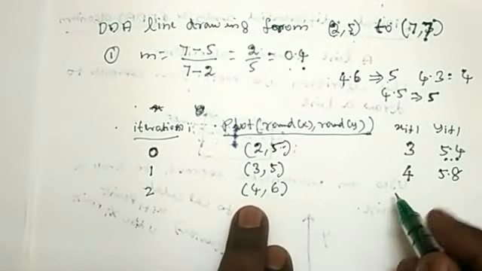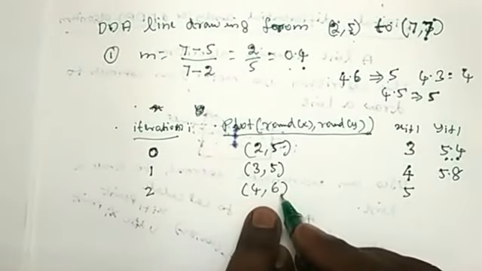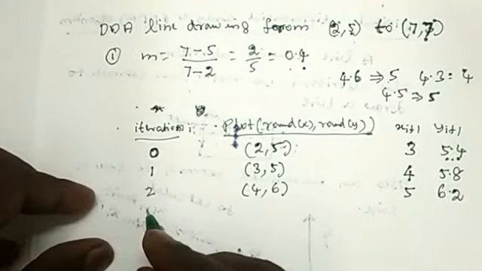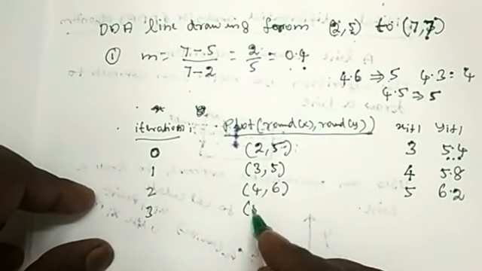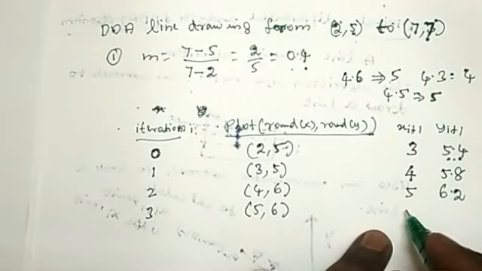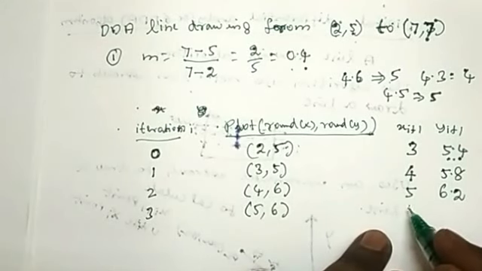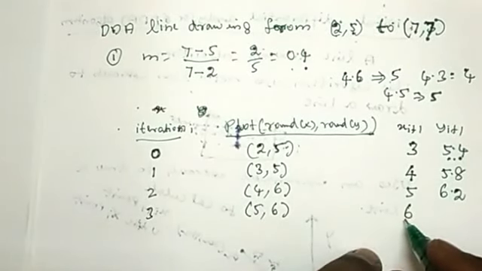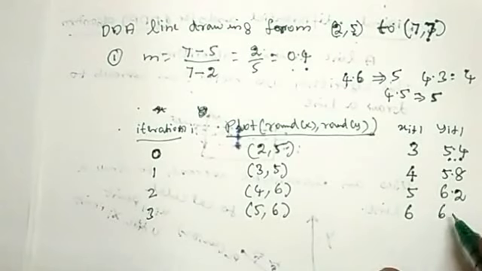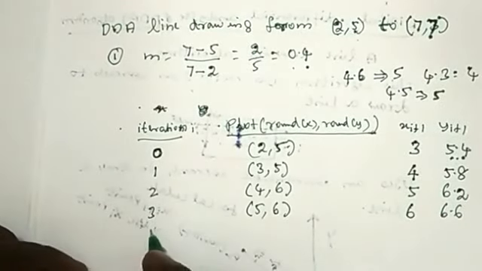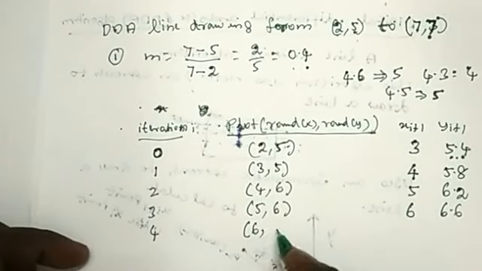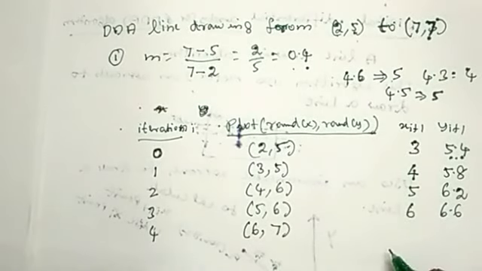And again x will be incremented by 1, so it is 5, and 5.8 added with 0.4 will become 6.2. And iteration number 3, when you round it off, 5, 6.2 will become 6. Next iteration, x value will be incremented by 1, it will become 6. Then 6.2 incremented by 0.4 will become 6.6. Go for iteration number 4. So when you round it off, 6.6 will become 7.